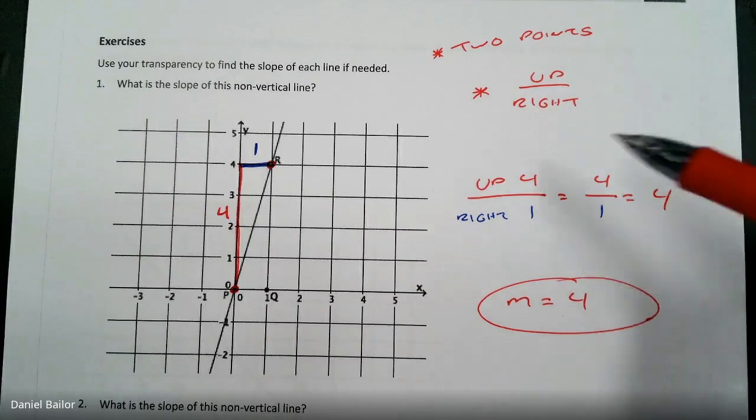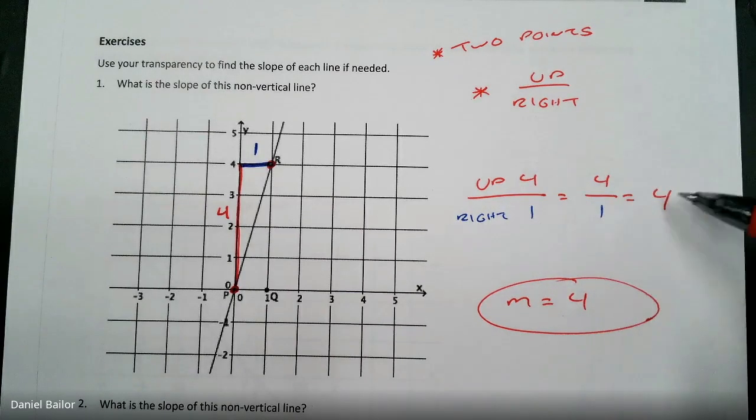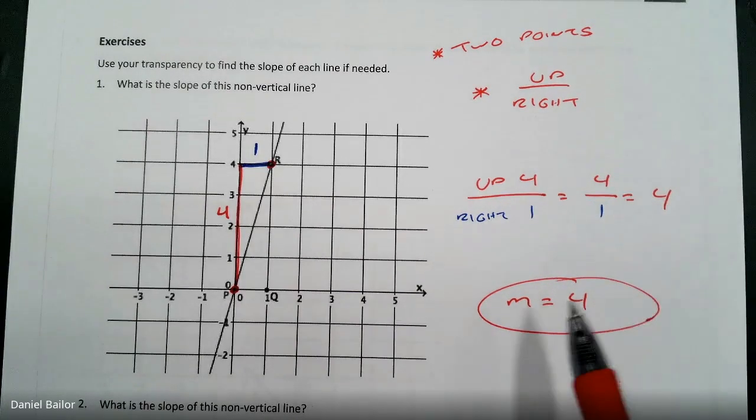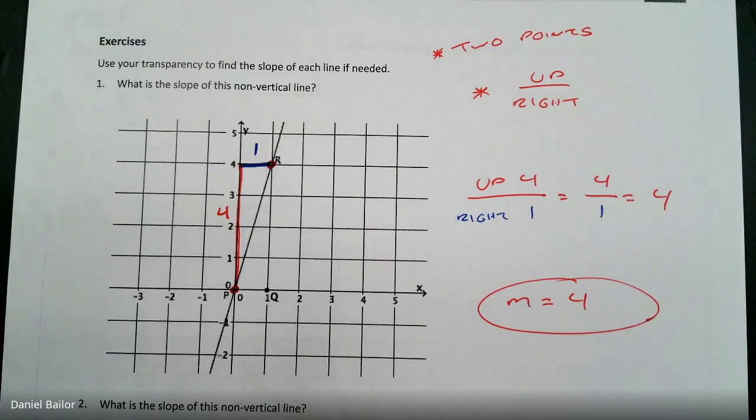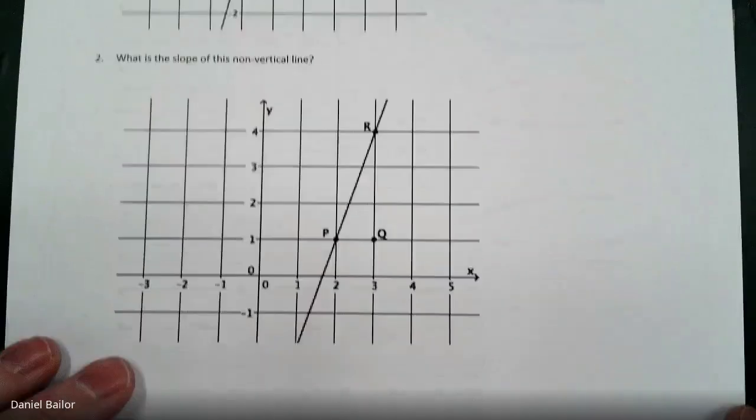Because we went up 4, right 1, 4 divided by 1 is 4, m equals 4, and remember m is the symbol for slope. We did that in our notes right here. M is the symbol for slope, so m equals 4. The slope is 4. Let's try number 2 exercise.